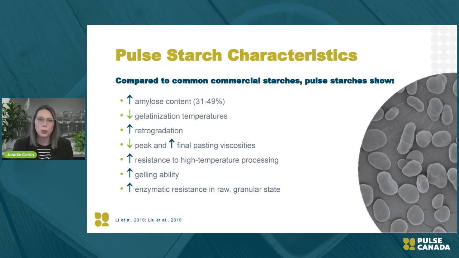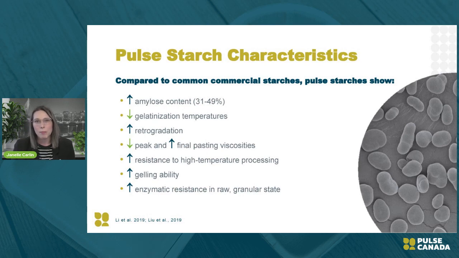Typically, one of the unique attributes of pulses is their high amylose content, ranging anywhere from 30 to 50%. That confers a number of very unique properties. We tend to see lower gelatinization temperatures and higher retrogradation rates. If you're looking at pasting properties compared to common starches like corn and tapioca, they might have a lower peak and a higher final pasting viscosity.